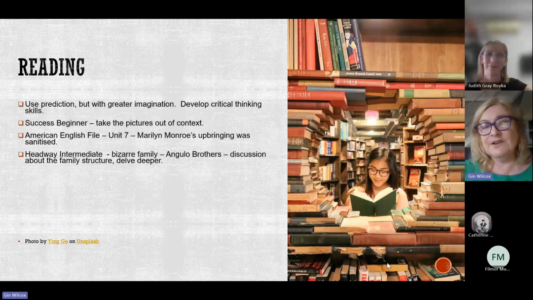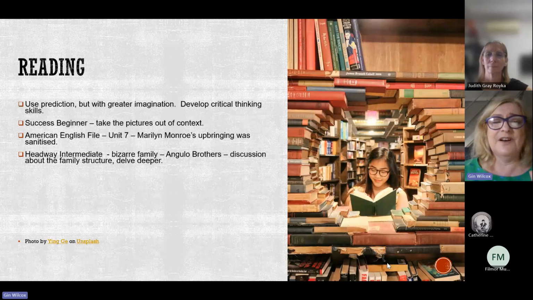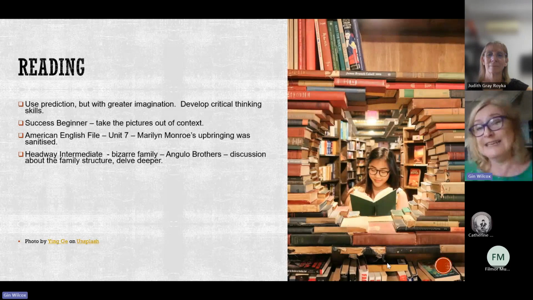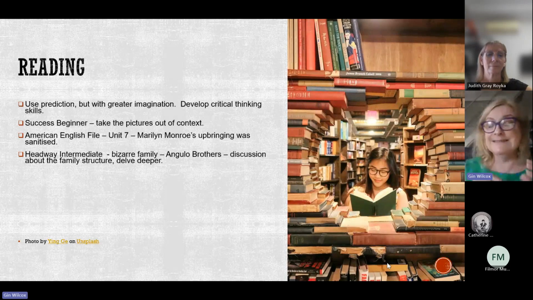Headway Intermediate has got a very bizarre family called the Angelo brothers, who basically got locked into their house by their father, who wouldn't ever let them leave, which is quite a good way of talking about how families are not always cozy and comfortable places for people to live with.